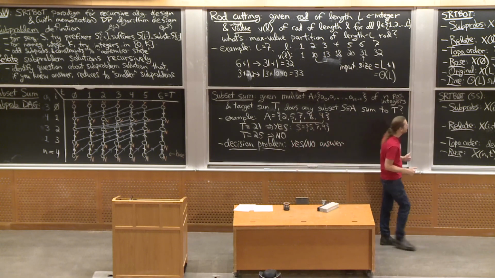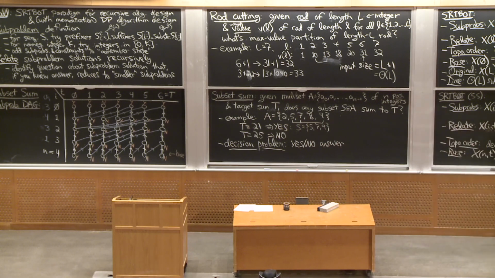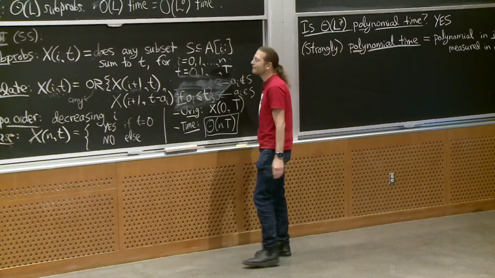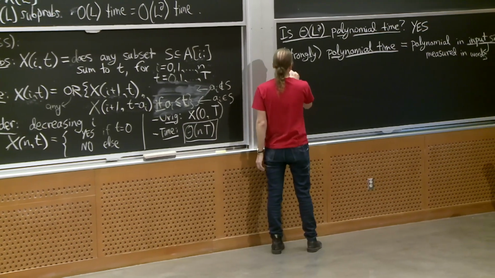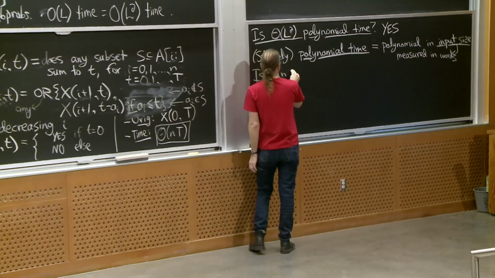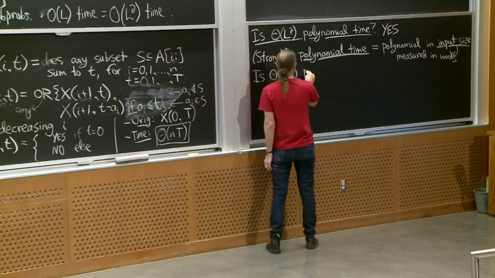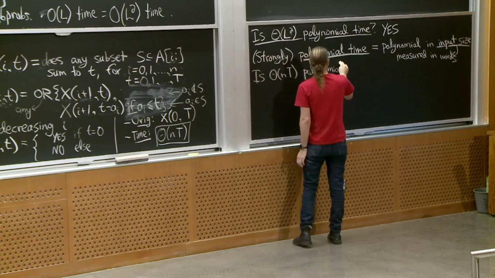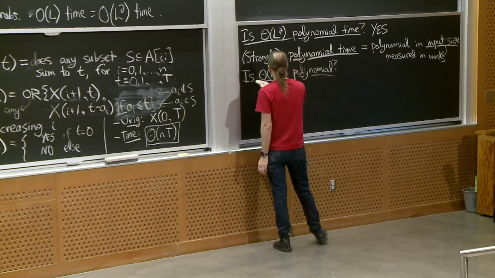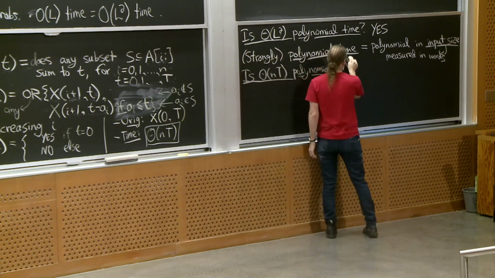Cool. All right, so that's subset sum. But we come back to this question of, is this a good algorithm? Is it polynomial time? So we have this running time, n times T. So a new question is, is n times big T polynomial? And the answer is no.